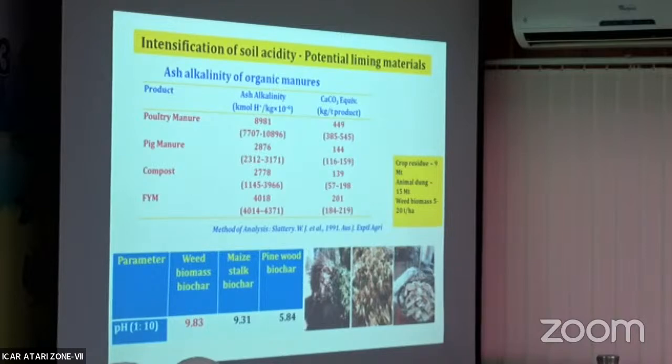Because in the case of layer birds, they are given a lot of calcium supplement. That is fresh one? No, it's on dry matter basis. Okay. We have analyzed everything on dry matter. So poultry manure from layer birds has more because they are given calcium supplement for the formation of eggshell. So that's why it is more. So it is very good.